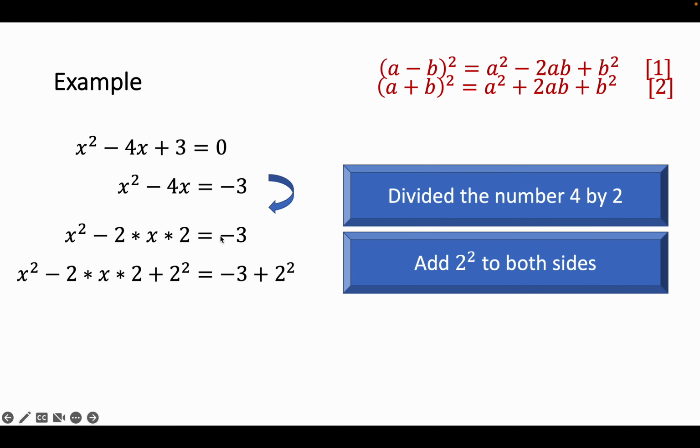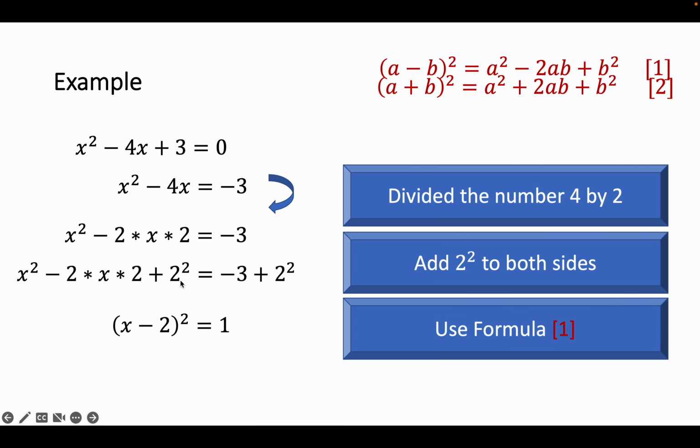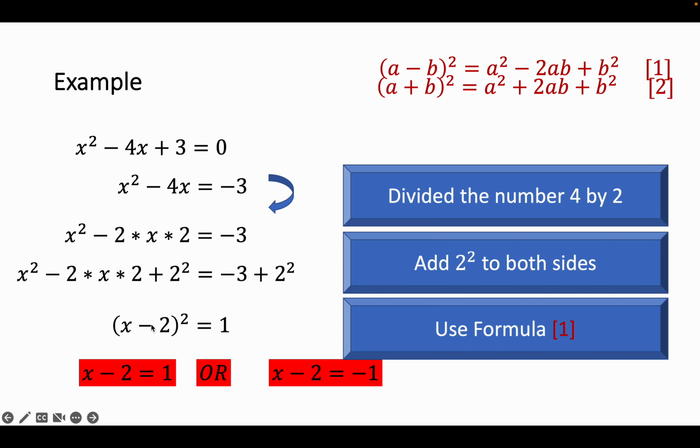We then need to add 2 squared to both sides because of the b squared in the top right equation. We can then factor the left side of the equal sign, which gives us x minus 2 squared equals 1. Then, once we square root the x minus 2 squared equals 1, we'll get x minus 2 equals 1 or x minus 2 equals negative 1, which is similar to the equation a minus b squared and a plus b squared. This will give us answers of x equals 3 or x equals 1.